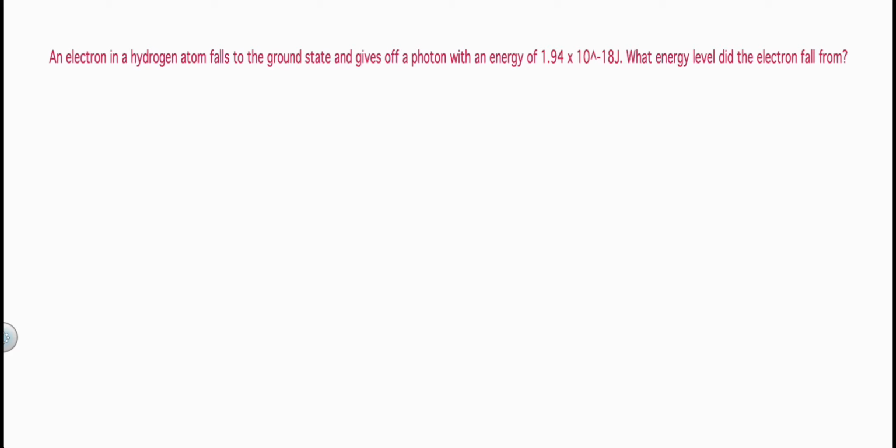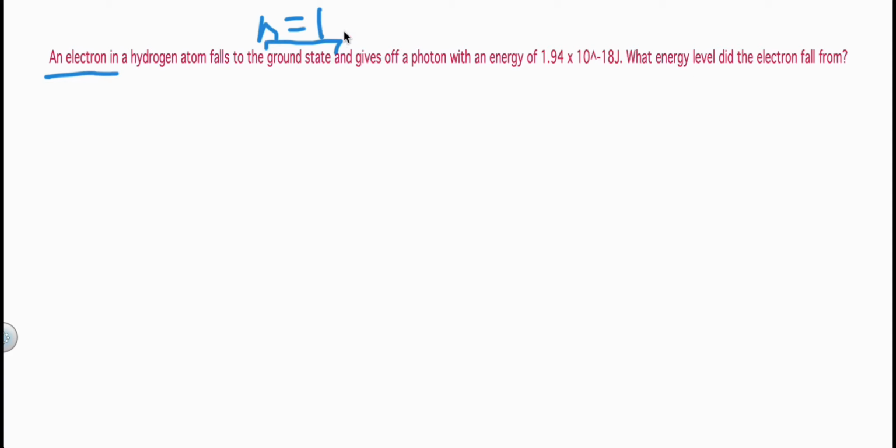Let's try this out. So, an electron in a hydrogen atom, again, that doesn't really matter, falls to a ground state and gives off... okay, here, ground state. This is a word you need to remember as well. Ground state is n equals 1. Always remember that. So, an electron in a hydrogen atom falls to the ground state and gives off a photon with an energy of 1.94 times 10 to the power of negative 18 joules. What energy level did the electron fall from?